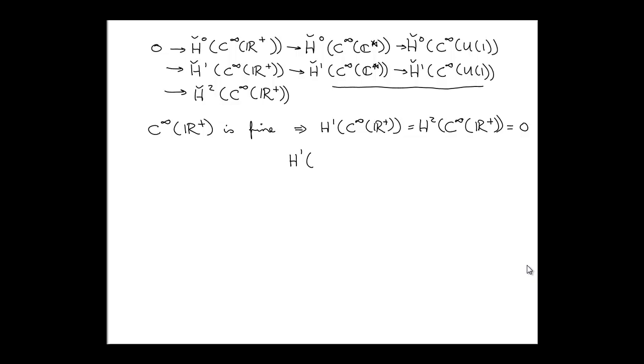So we've established that H1 of C infinity of C star is isomorphic to H1 of C infinity of U1. And because we already remembered that the element of H1 is precisely what defines the bundle, that means that we've shown that there's a one-to-one mapping between bundles with a C star structure group and bundles with the U1 structure group. We've proven the reduction of C star to U1.